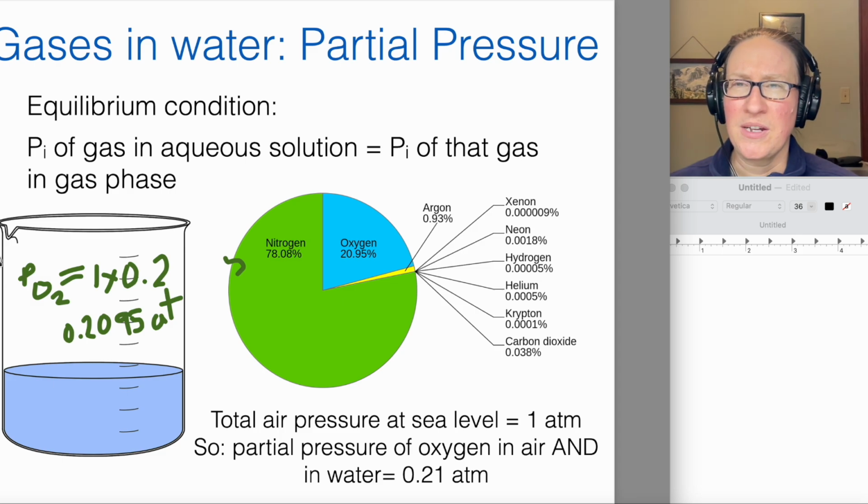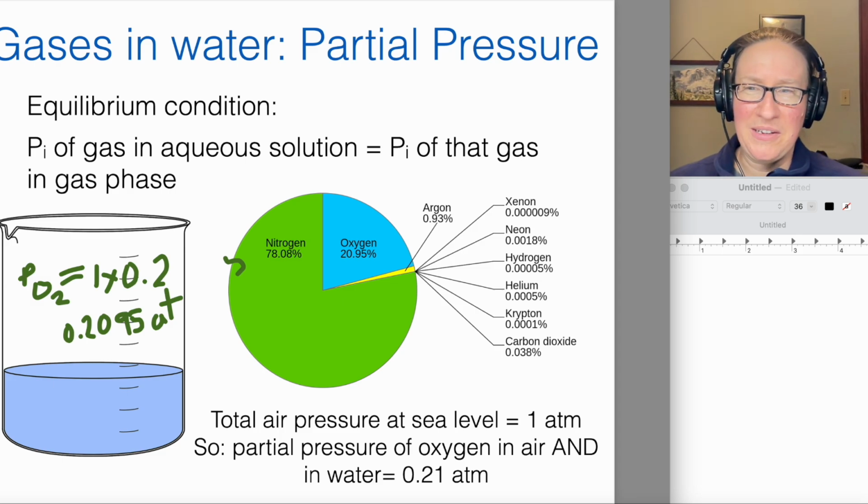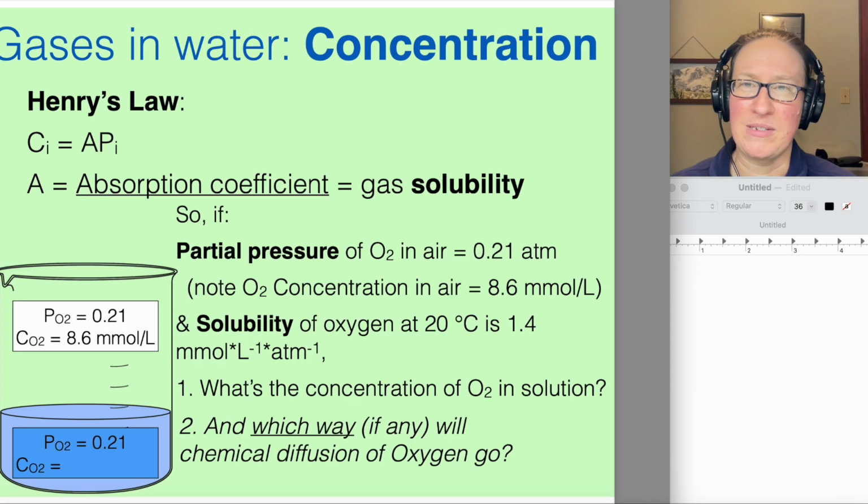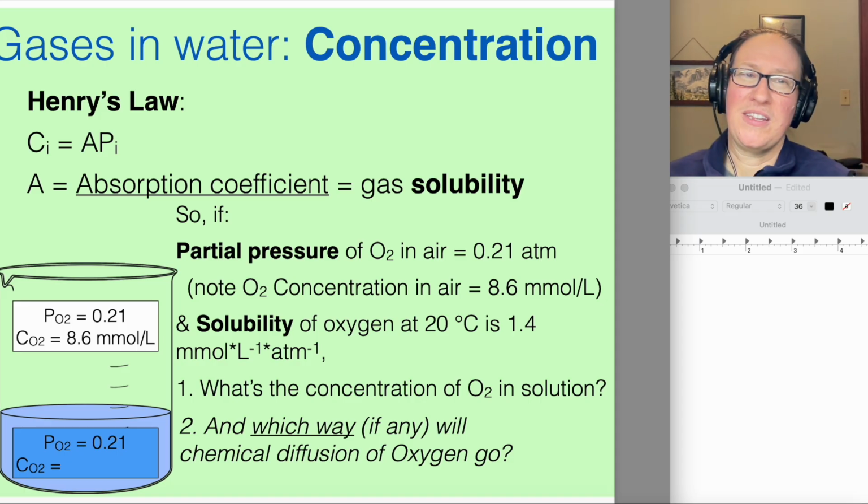All right, so now if we're thinking about what's happening, right? If our partial pressure of oxygen in air is 0.2095 atmospheres, and we want to figure out the partial pressure of oxygen in water, we'd expect it to also be 0.21 atmospheres. So now let's talk about concentrations of gases in aqueous solutions.